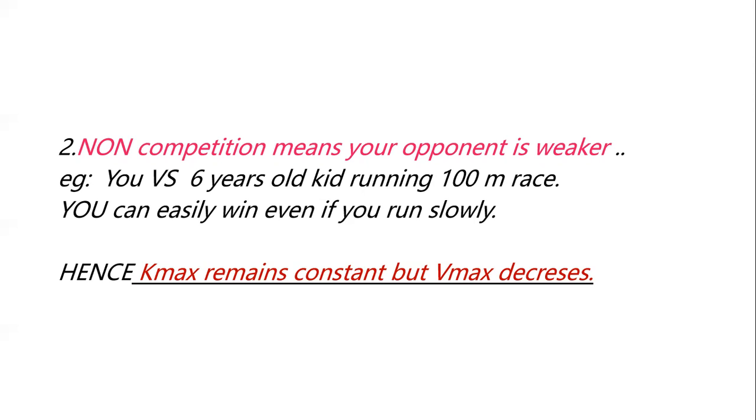So in non-competitive inhibition Km remains constant. Why? Because it is a 100-meter race, right? The distance is going to remain constant, but Vmax decreases. Why does it decrease? Because even if I run slowly, I'm easily going to win the race. So this is the example which you should remember in the exam. Non-competitive means my opponent is weaker. I am going to easily defeat him in a 100-meter race even if I run slowly.